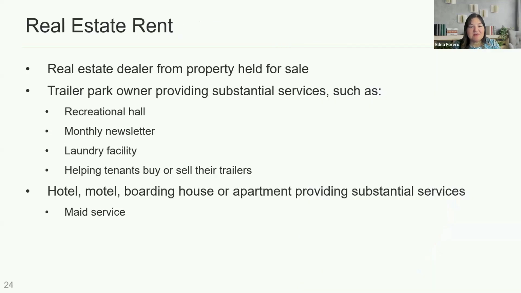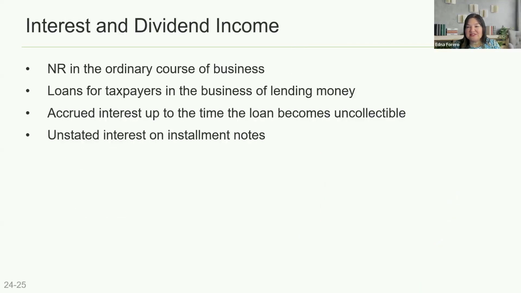Another form of income that we want to look at, excuse me, is interest and dividend income. So not typically in the ordinary course of business. They might be providing loans for taxpayers in the business that they're in the business of lending money. They might have some accrued interest because the loan hasn't paid out yet and is uncollectible. Or they might have some unstated interest on some installment notes. So again, these are types of income that our clients might have received and they may not have reported them, and we want to make sure we've checked all their sources of income. So interest and dividend income.